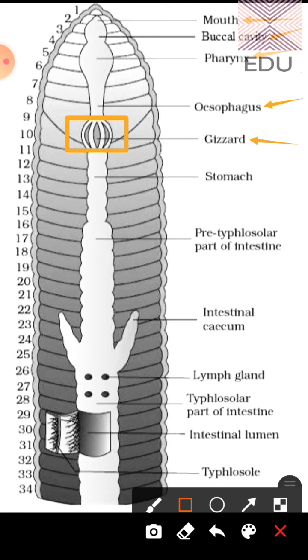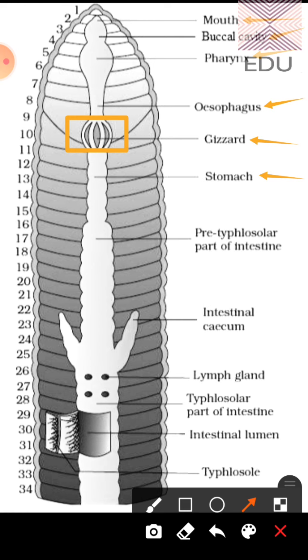Now students, the next part is the stomach. Stomach is responsible for the major chemical digestion of the food, and this is again a pipe-like, tube-like structure, and it extends from the 9th segment up to the 14th segment. Now these are the particular segments in which the stomach is present. Here the epithelium is vascular and glandular. That means the epithelium of the stomach secretes the juices for the digestion of the food.